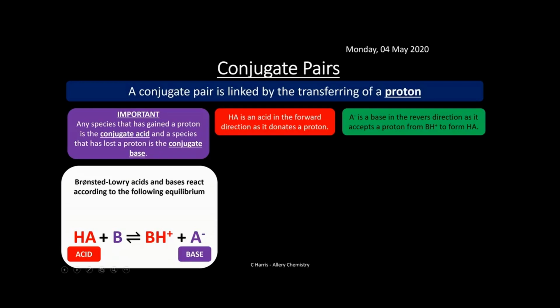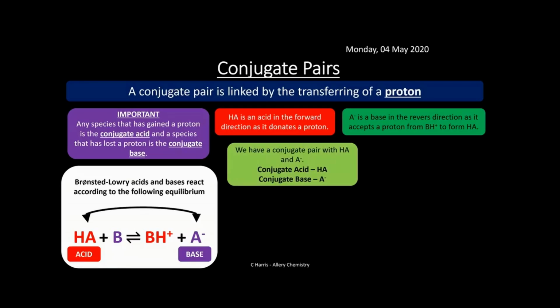So there's the A minus. That would accept a proton to form HA, which is here. So that is classed as a base because it would accept a proton to form that. Remember, this is a reversible reaction, so it can go forwards or backwards. So we have a conjugate pair with HA and A minus. There you have a conjugate acid, which is HA, and your conjugate base is A minus.